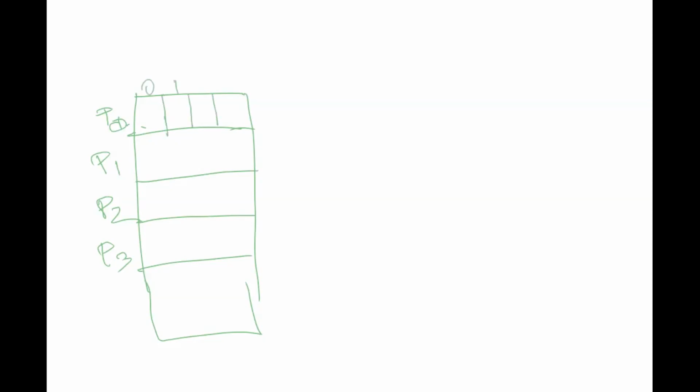This process P0 contains these words, and here also it can make another process with words 0 1 2 3. So how can the CPU execute word number 3? Let's say it is a byte or word addressable memory.